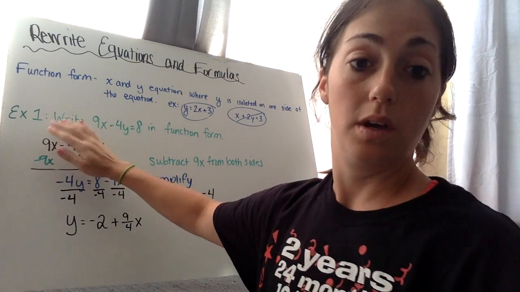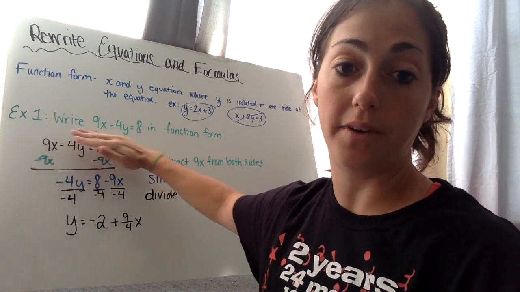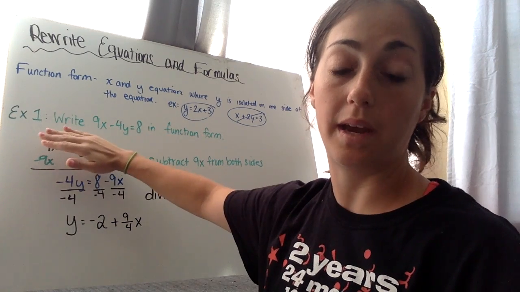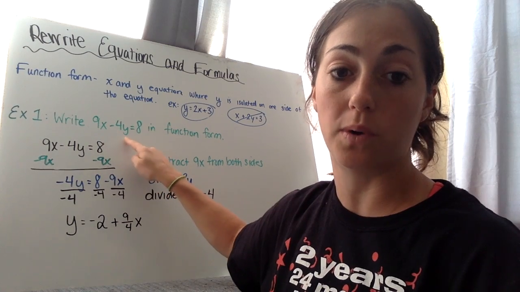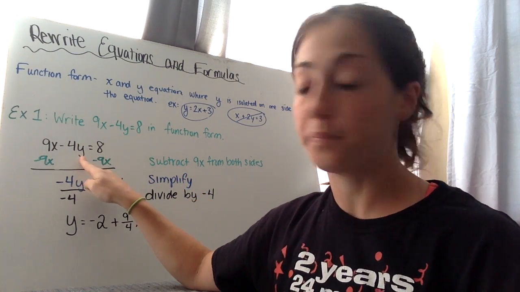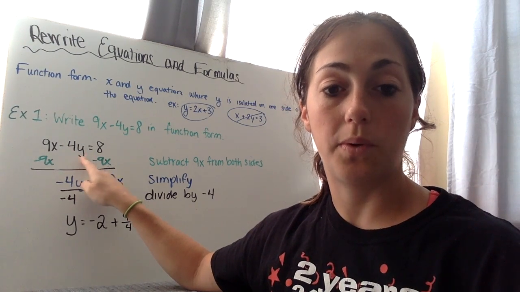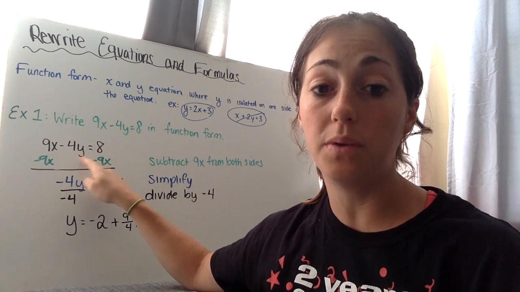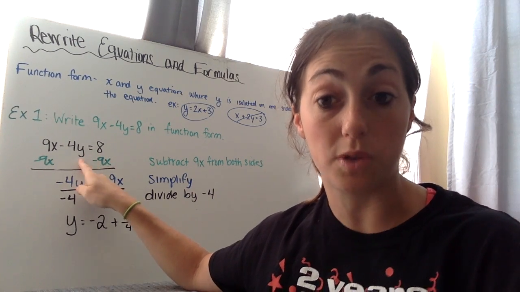Example 1. Write 9x minus 4y equals 8 in function form. So we've got to get that y alone. So you're looking, where's the y? 9x minus 4y equals 8. Oh, it's right here. So I rewrite it, and it's right here. So what do I have to do? Well, I already know this stuff. I've got to first undo terms by adding or subtracting.